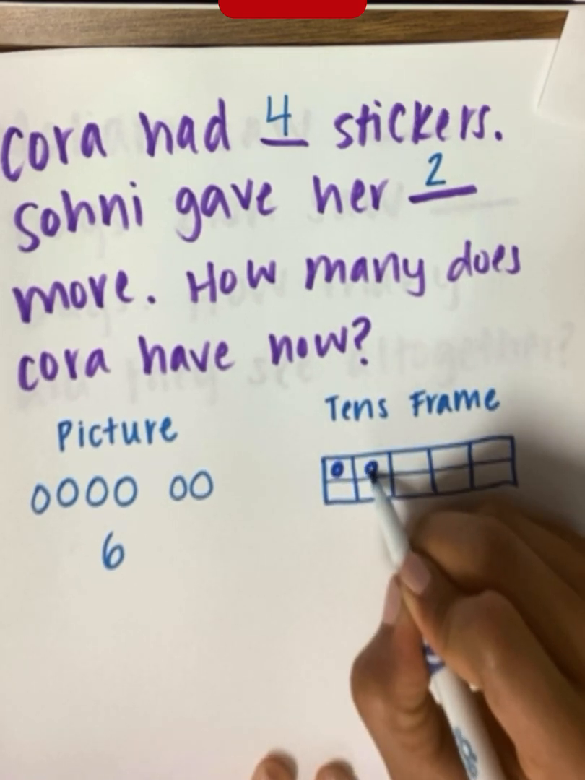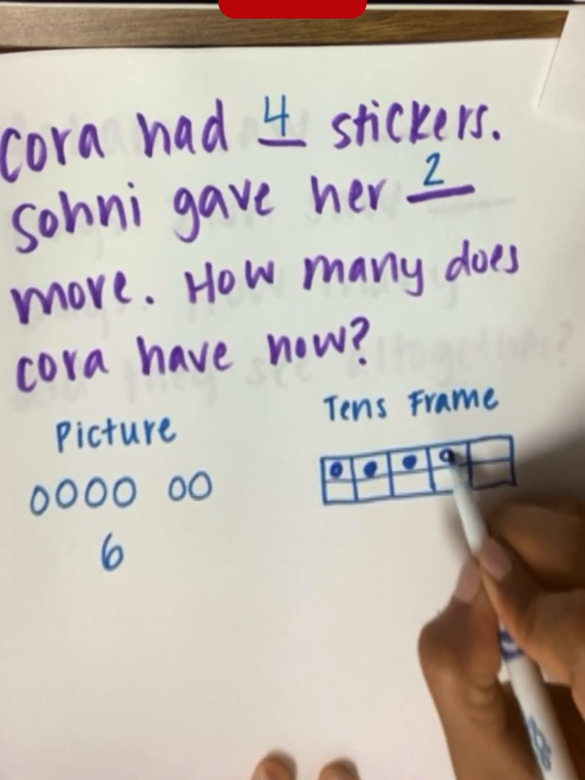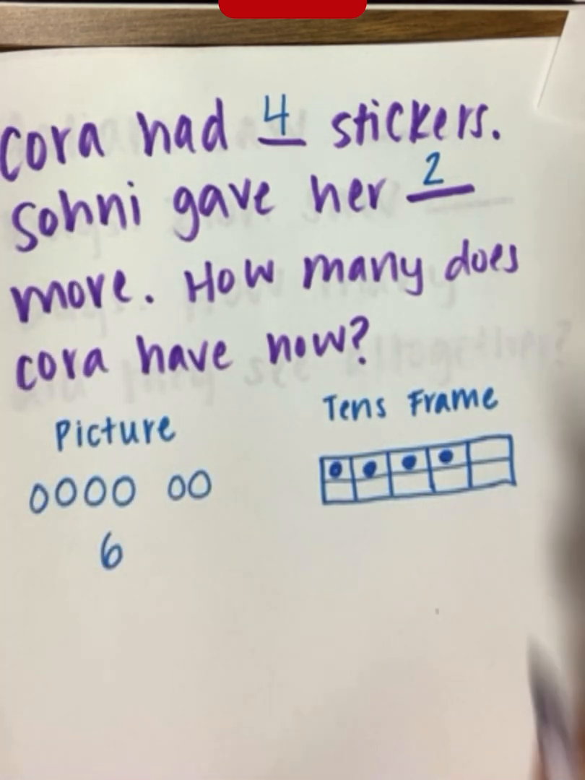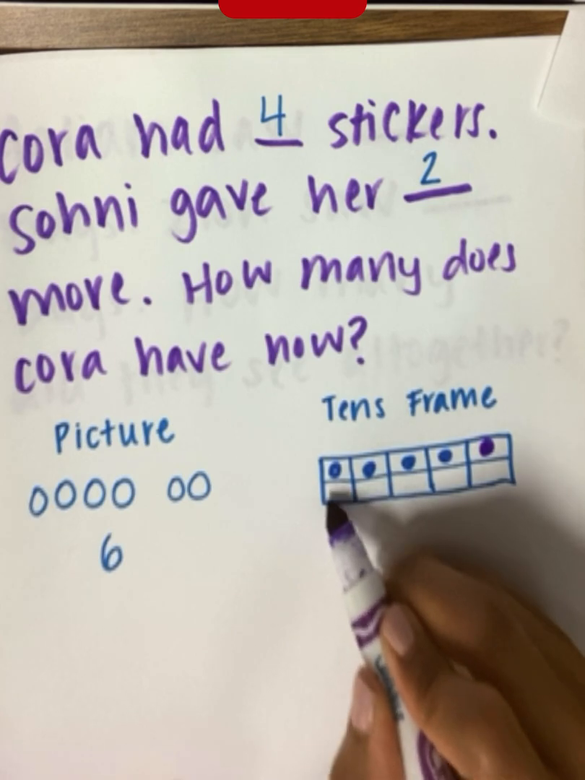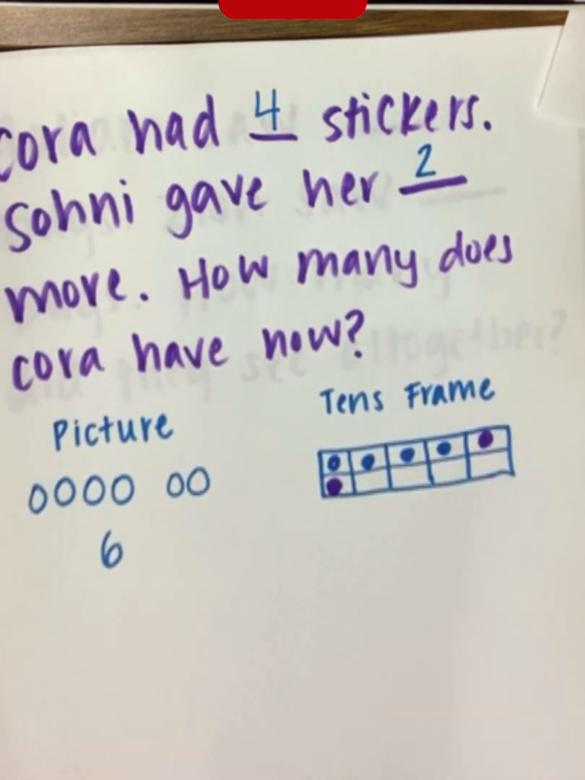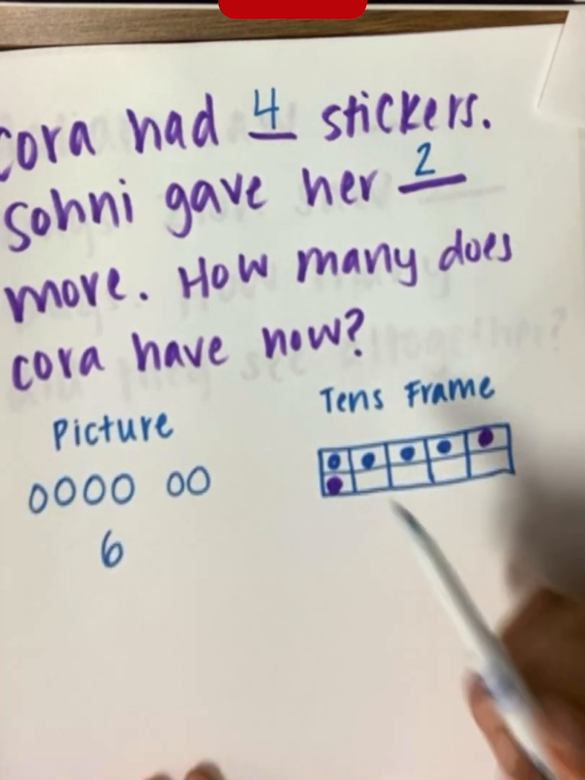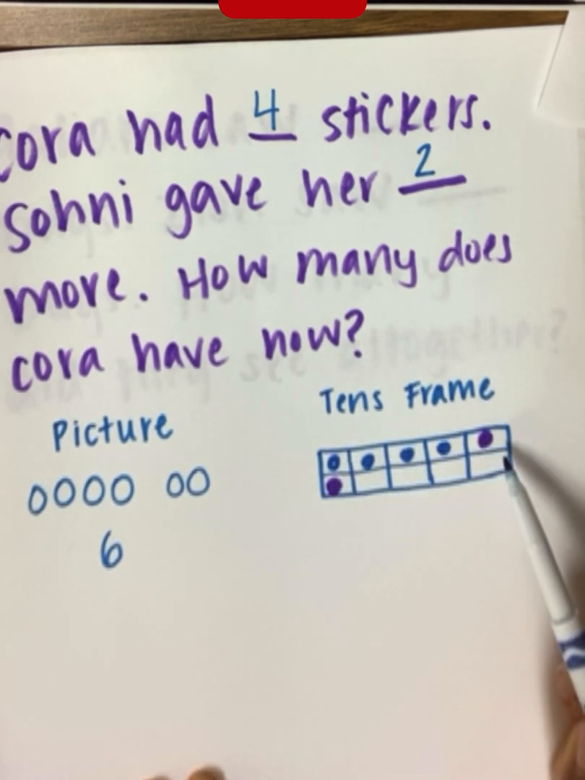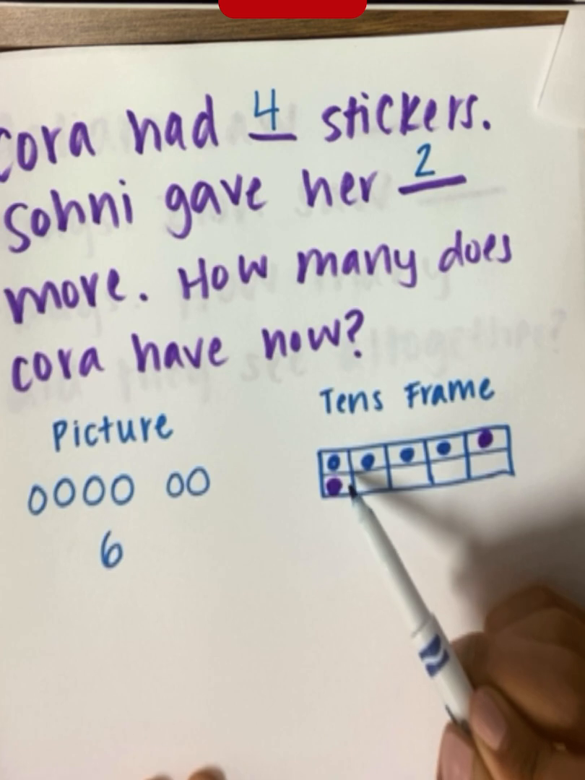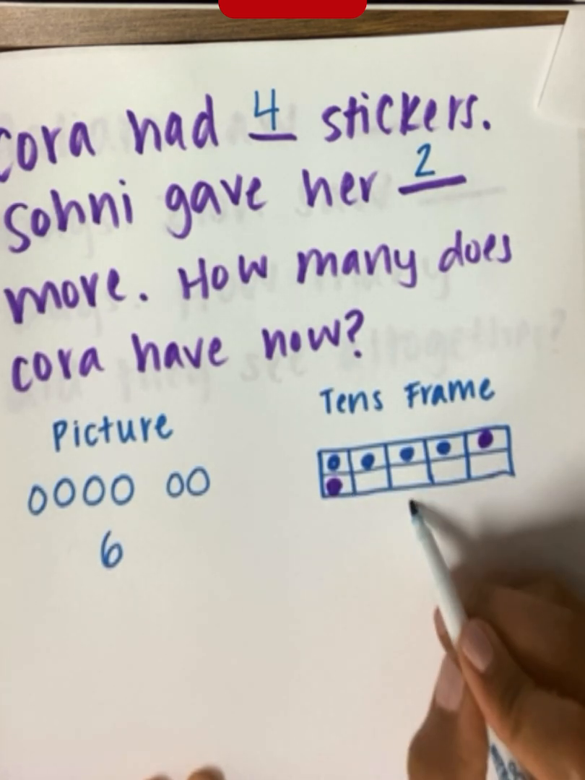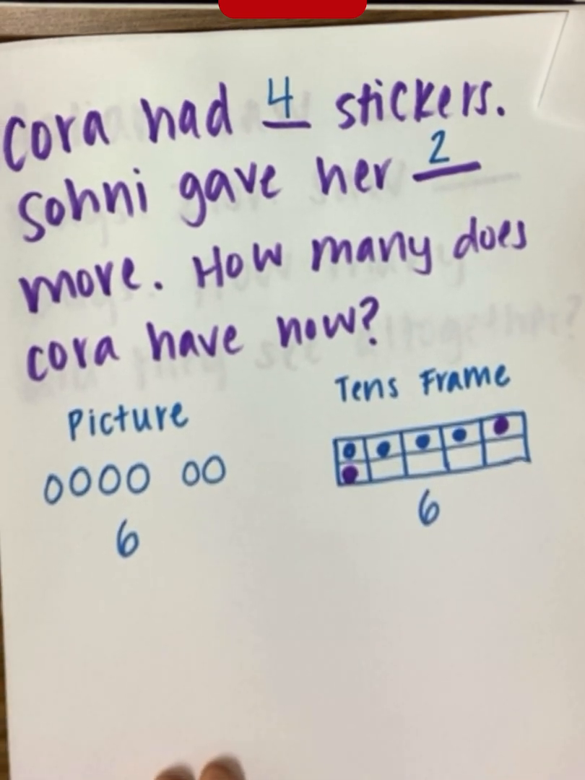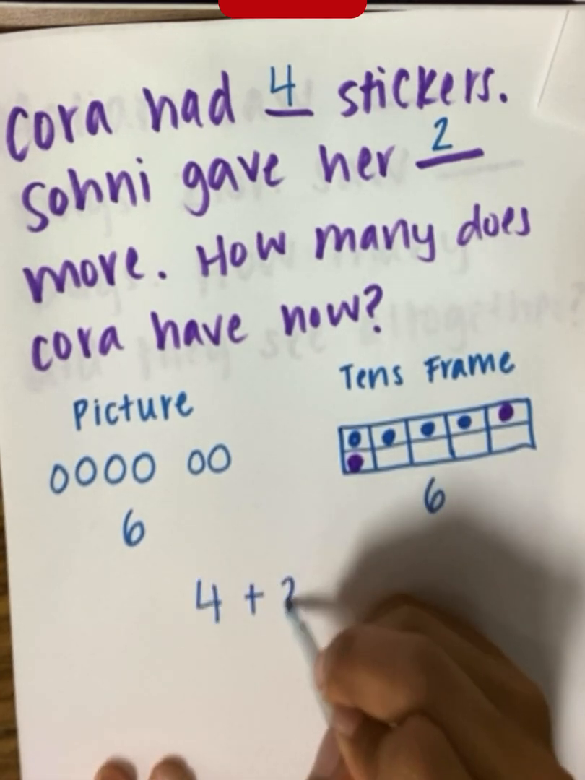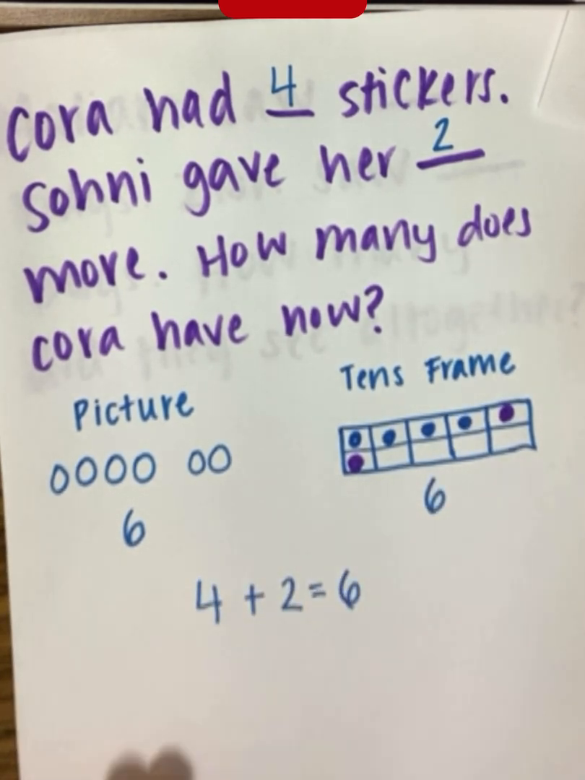Okay, so let's draw the 4 stickers that Cora had. 1, 2, 3, 4. And then let's draw the 2 more that Sony gave her. 1, 2. So now what I'll do is just add them all up. 1, 2, 3, 4, 5. I know that when the first row is full, that means that there are 5 there, and then 1 more, 6. So my answer was correct, 6. I'm going to go ahead and write my number sentence down. 4 plus 2 equals 6.